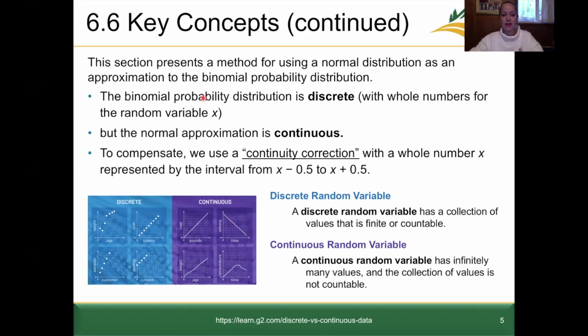So again, for binomial probability distributions, these are discrete, whereas for normal approximations, it's considered continuous. Because we're taking a discrete distribution and approximating it as a continuous distribution, we need to use this continuity correction, and I'll show you how to do that today.